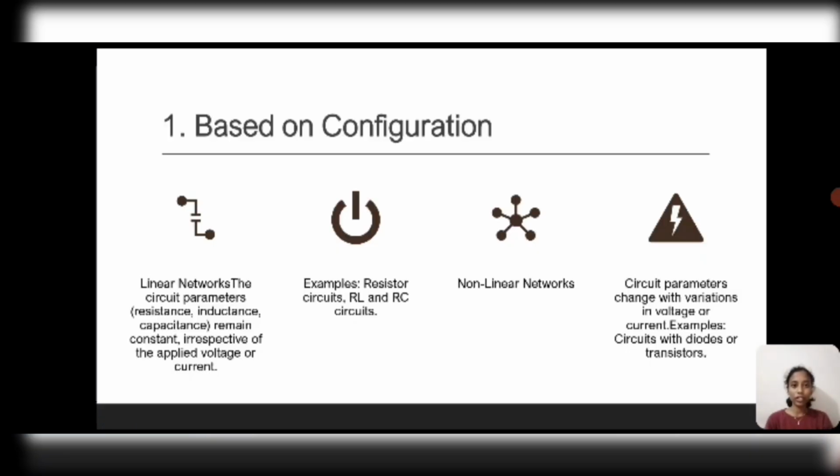Based on configuration, linear networks: the circuit parameters resistance, inductance, and capacitance remain constant irrespective of the applied voltage or current. Examples: resistor circuits, RL and RC circuits. Non-linear networks: circuit parameters change with variations in voltage or current. For example, circuits with diodes or transistors.